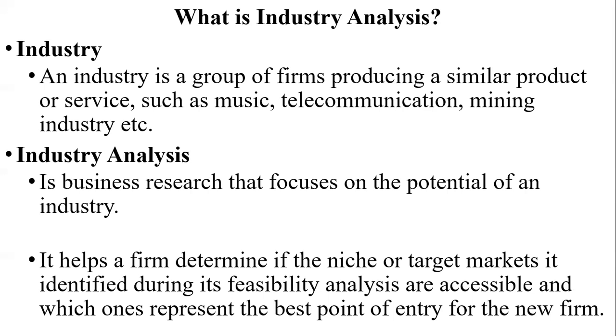Like I mentioned in my previous lecture, an industry can be basically characterized as a group of firms that are producing similar goods or services. So whenever you have a group of firms producing similar products, goods, or services, then we can say we have an industry to some extent. So typical examples could be the telecommunication industry, the music industry, the mining industry, and so on and so forth.